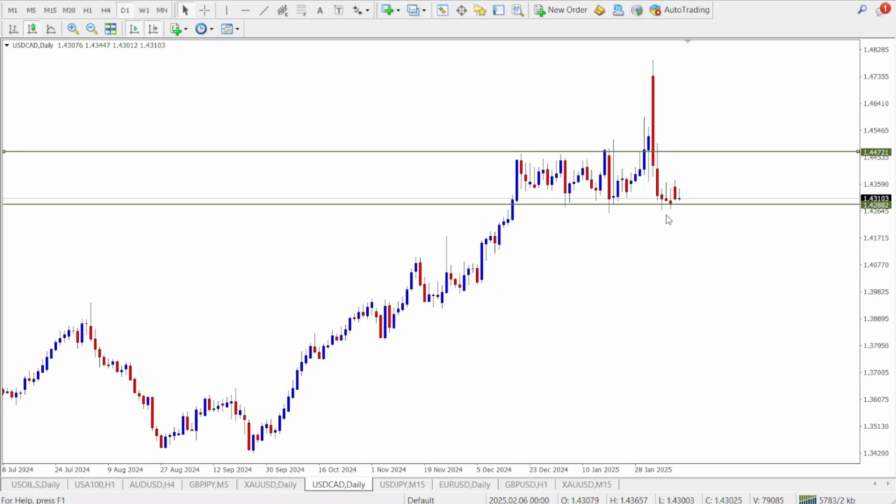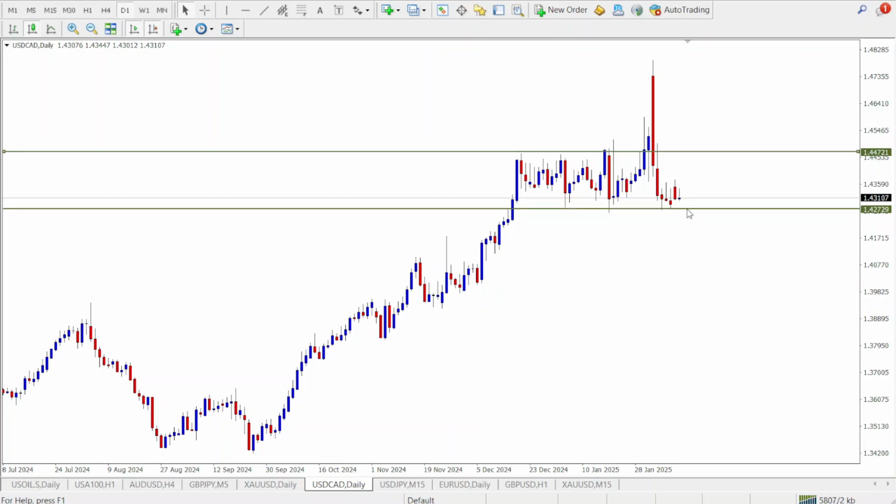Next, check higher time frames. Always use higher time frames. Support and resistance levels on the daily or 4-hour charts carry more weight than those on smaller time frames. Also, use round numbers. Psychological levels like 1.4, 1.5, 1.6, 1.8, 2.0, and all of that, they often act as support or resistance.